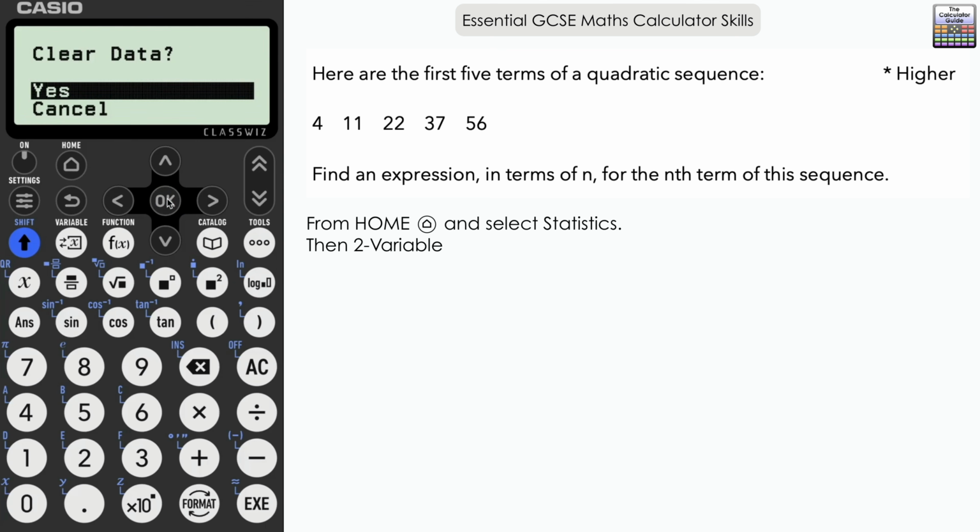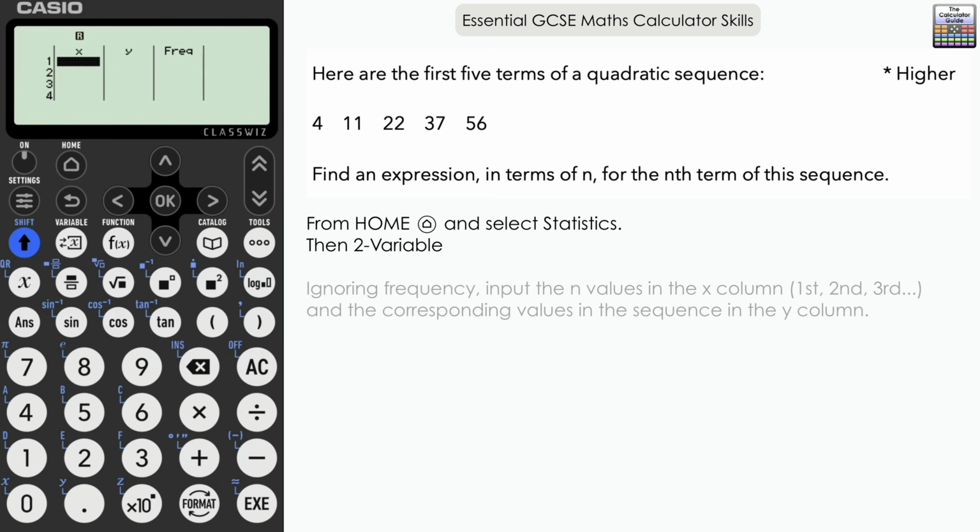Just clear the data if you've got any previous data. Okay, so what we want to do, we've got x and y, and again, we're going to ignore frequency in this one. X is going to represent n, essentially the number of the term in the sequence. So we've got 5 terms there, so we've got n of 1, 2, and so on, all the way up to 5.